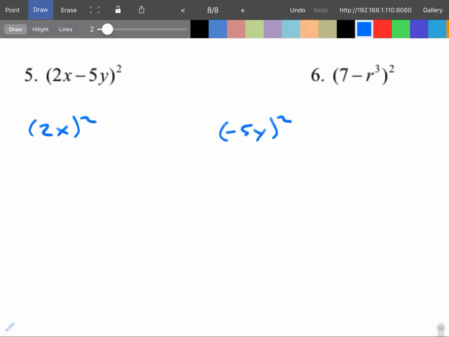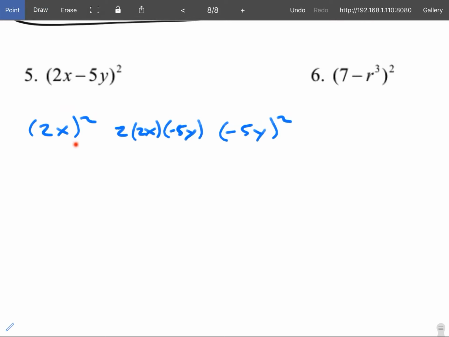Again, to get your term in the middle, you're going to do 2 times the first term in the binomial times the second term in the binomial. So it's those two terms inside the parentheses multiplied together and then double that. So multiply it by 2.